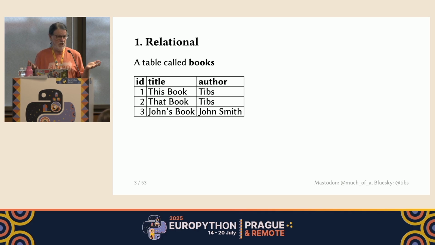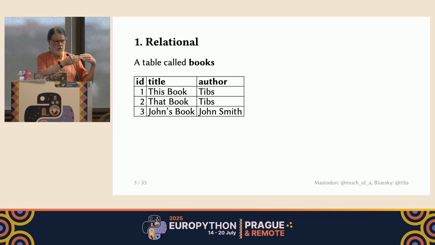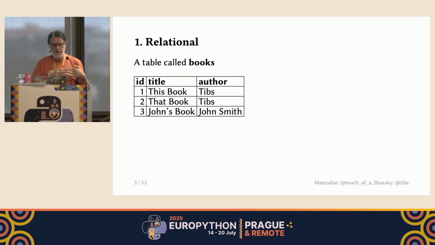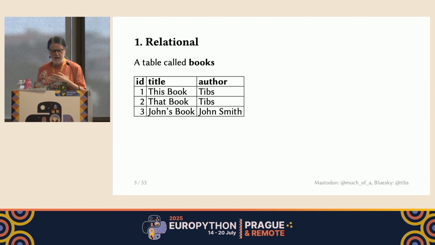So we're going to start with relational for reasons that may become obvious in a moment. So here is a table. It's called books. It has 3 columns. They are called ID, title, and author. Each column has a data type. We've got an integer ID, which we're using to distinguish the rows from each other. And we have 2 string columns. One is the title of a book, and the other is the name of the author.